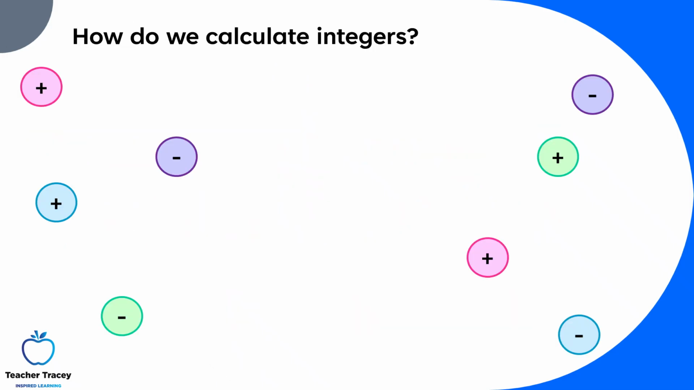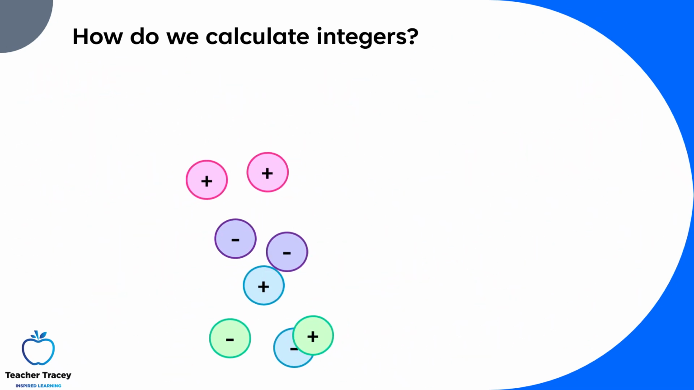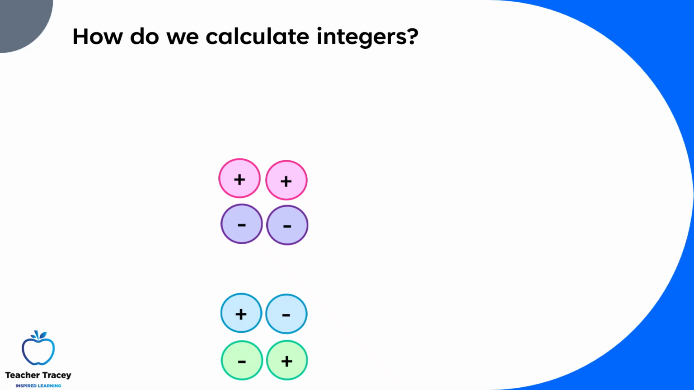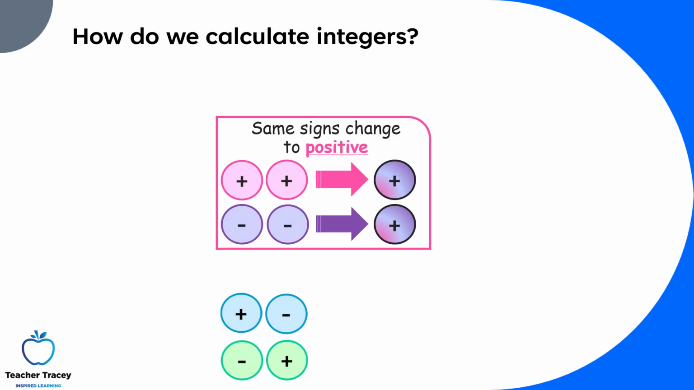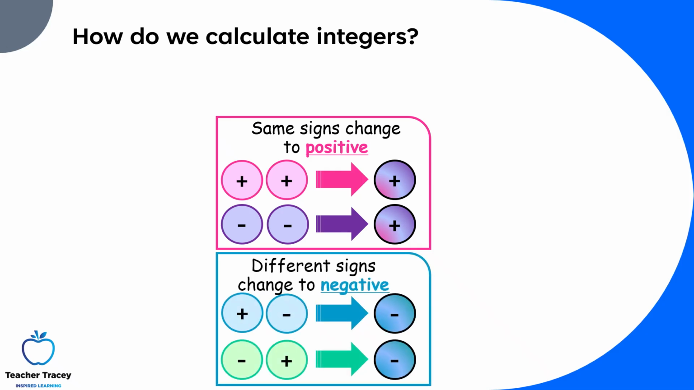When calculating with integers, you need to know a few things. There are rules when the signs come together. When the signs are the same, a positive and a positive or a negative and a negative, the sign then becomes a positive. When the signs are different, like a positive and a negative or a negative and a positive next to each other, they become a negative.